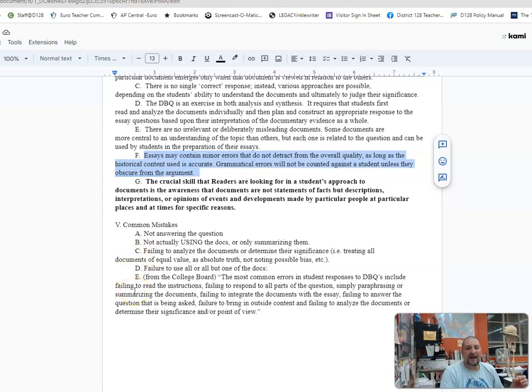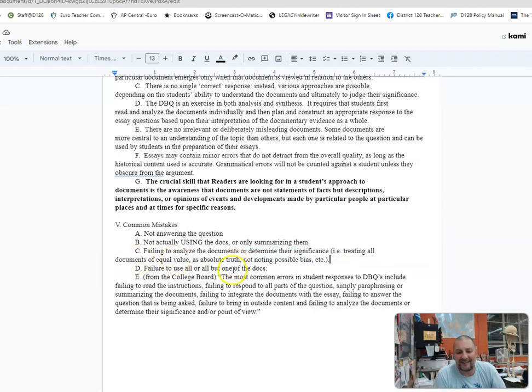Last part here, common mistakes. Not answering the question. We talked about that. Not actually using the docs or only summarizing them. That's not what we want. You have to use them to make your argument. Failing to analyze the documents or determine their significance. Treating them all as equal value, absolute truth, or not noting biases.